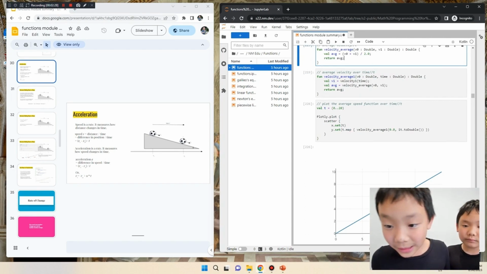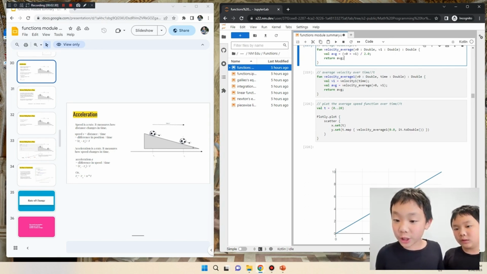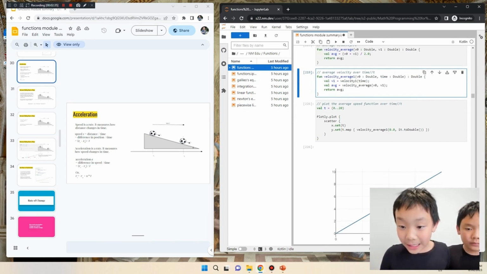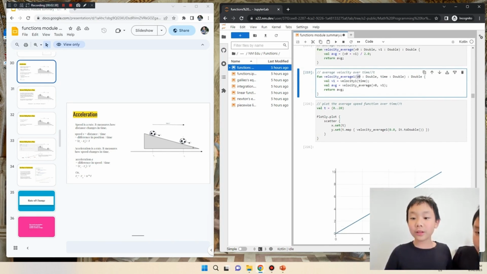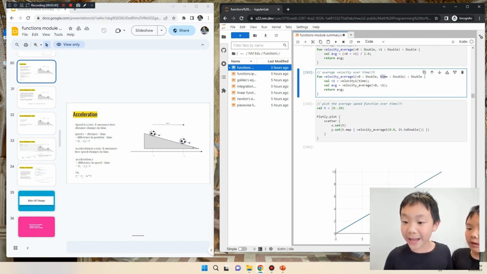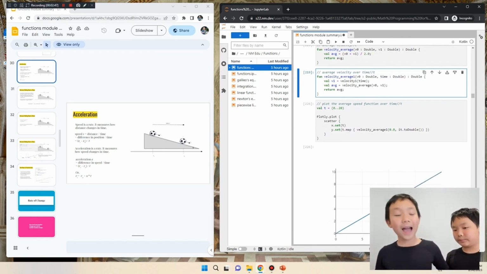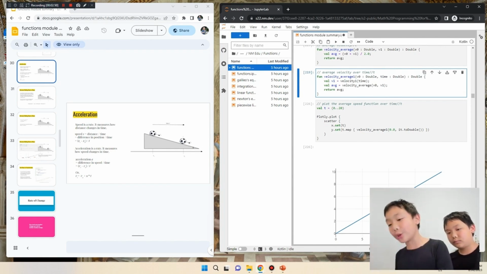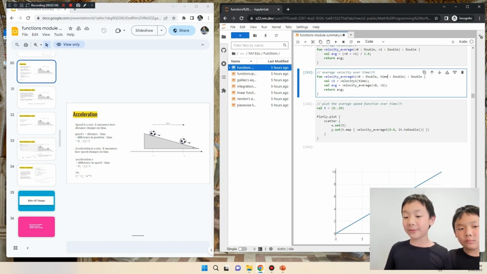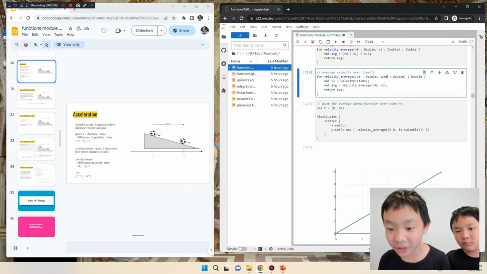This one is velocity average 1. It still gives you the starting velocity, but instead of giving you the ending velocity like the last one did, this one gives you the ending time. From the ending time, you compute the ending velocity, and then with the ending velocity, you can do the starting velocity plus the ending velocity. You combine them together and you cut it in half. So that's basically what this function does.